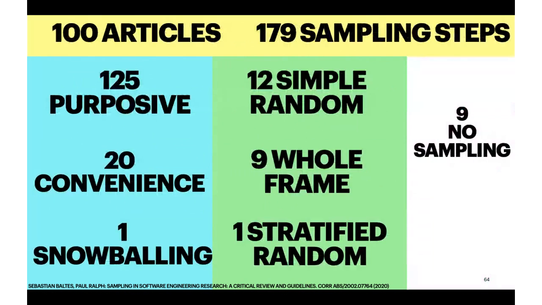So among those, we have the lion's share which are non-probabilistic. 125, so the largest group, are purposive. 20 are convenience, and there is 1 snowballing. 12 were simple random, 9 used the entire frame, and 1 was stratified random. So 9 studies did not use any sampling at all.